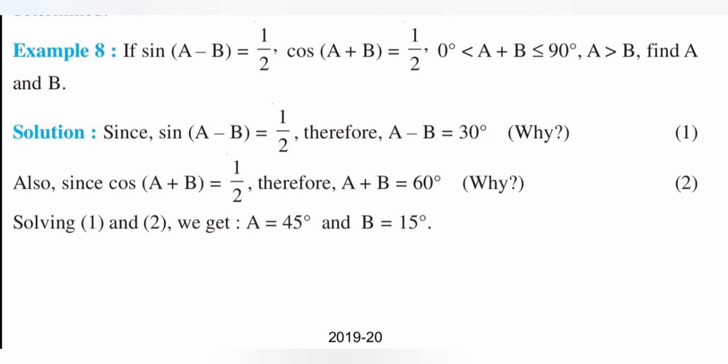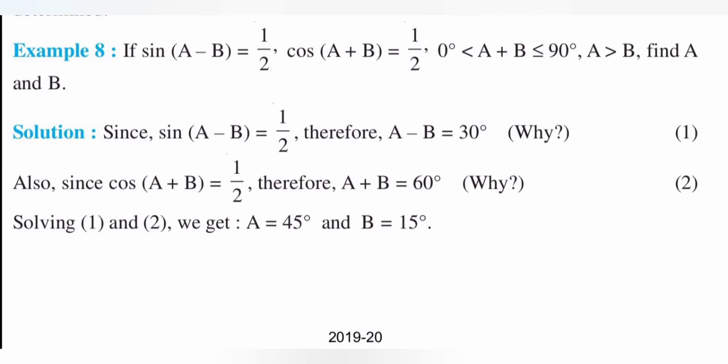Solution. Since sine of a minus b is equal to 1 by 2, therefore a minus b is equal to 30 degree, because from the table you know sine of 30 degree is 1 by 2. So you can substitute a minus b is 30 degree. Also, since cos of a plus b is equal to 1 by 2, therefore a plus b is equal to 60 degree, because from the table you know cos of 60 degree is 1 by 2. So a plus b will be equal to 60 degree.